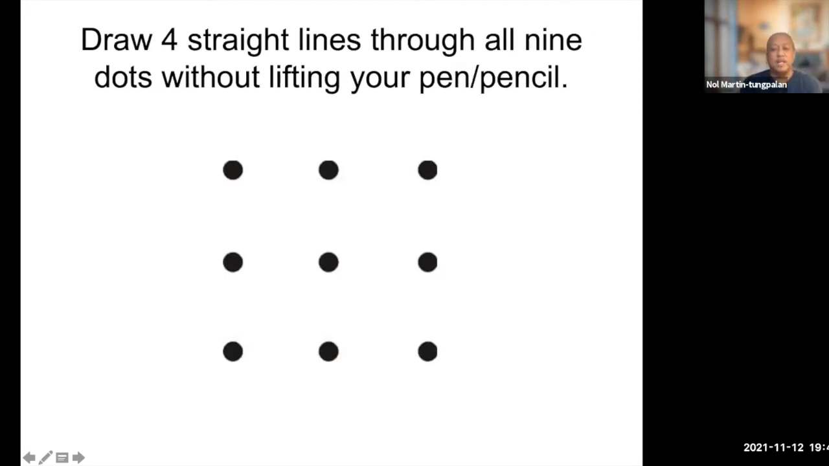Let's see what you guys get. We'll give you a few moments to figure this out. Let's see who can figure it out. I know it's going to be hard to demonstrate this, but let's see what happens. So again, it's draw 4 straight lines through the dots without lifting your pen or pencil. I'll give you guys about 5 minutes. That should give you enough time to figure it out. Critically think about it.